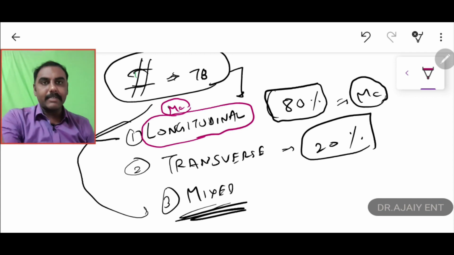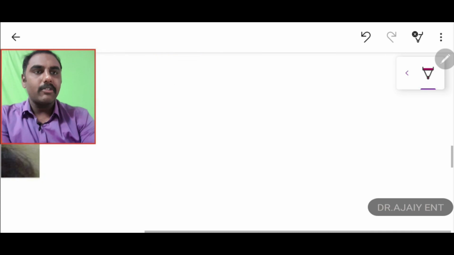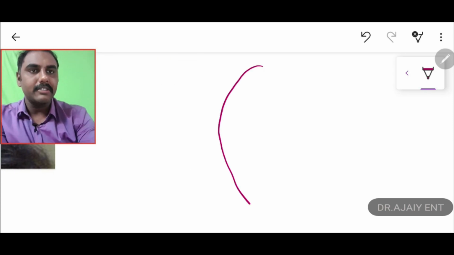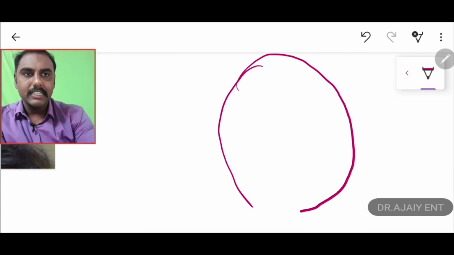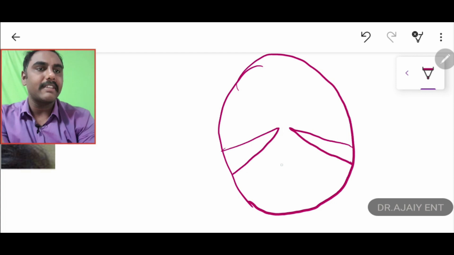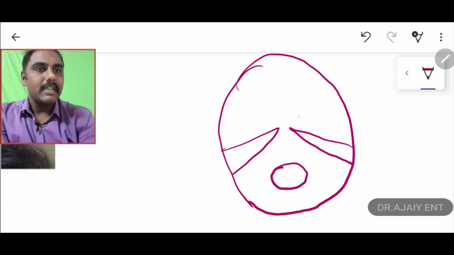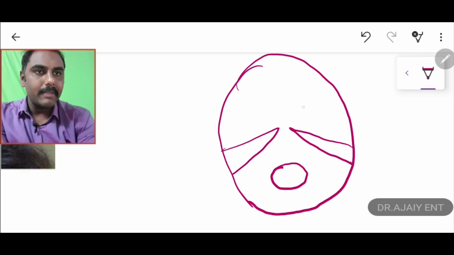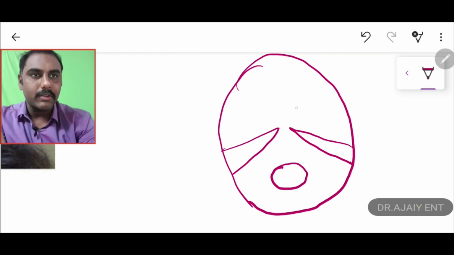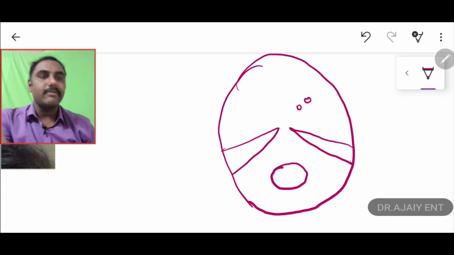So, what happens in a longitudinal fracture? What happens in a transverse fracture? Actually, when I am drawing a picture like this, assume this is your skull. Assume this as a mastoid cavity here, this is the petrous apex, this is the mastoid cavity. We know that there will be a foramen magnum here, and there will be two openings, one will be a foramen spinosum, the other a foramen rotundum. There will be some foramens here.